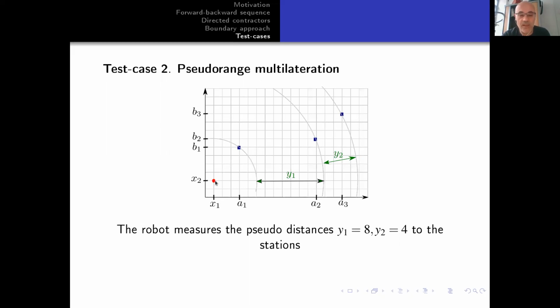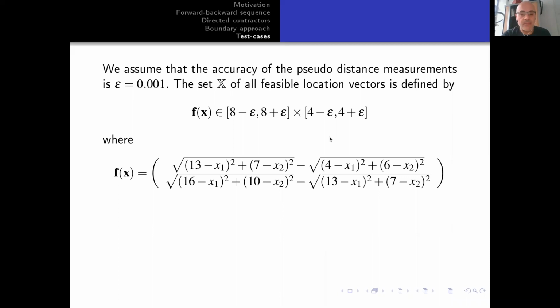And with a timer, we are able to see the delay between the reception of the signal from this station and this station. So in fact, what we are able to measure is a difference of distances between the stations, so of distances to the robot. It is what we call the pseudo distances. So here the pseudo distances are 8 and 4. Okay. So in this example, f corresponds to my pseudo distances, more or less a given value. So here it is quite accurate. And my function f is this one.